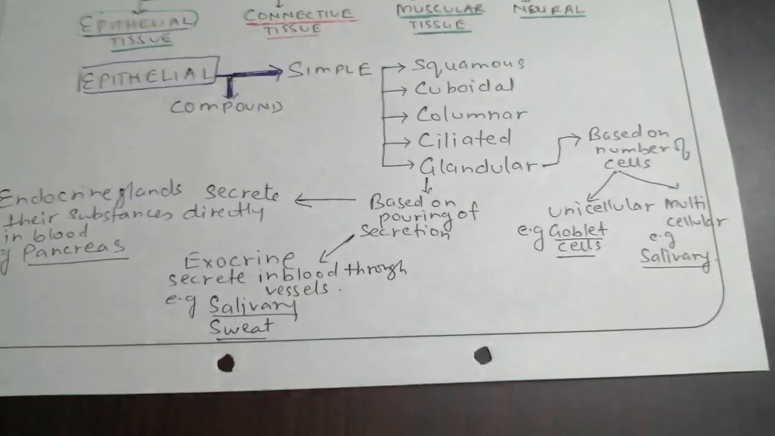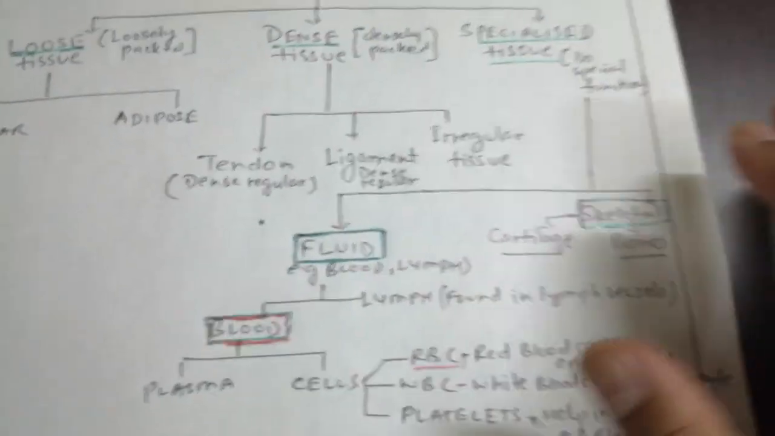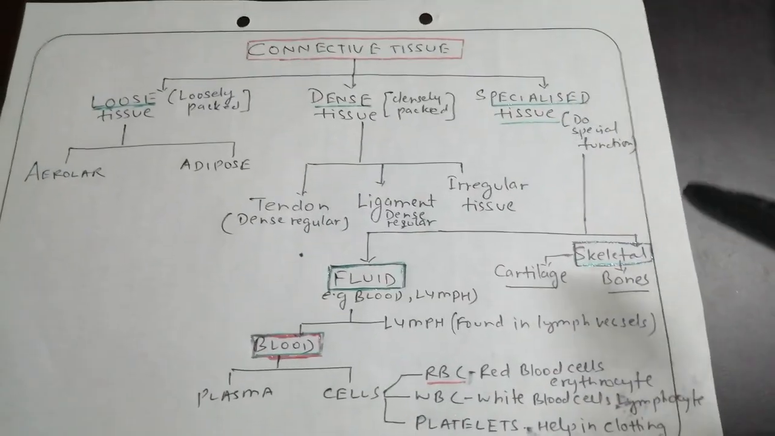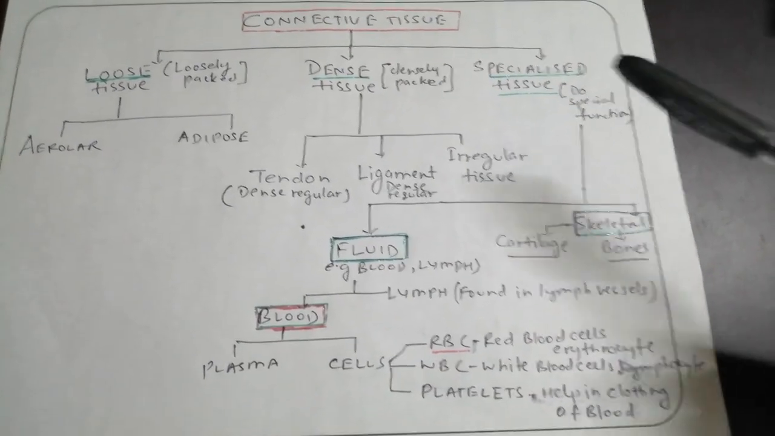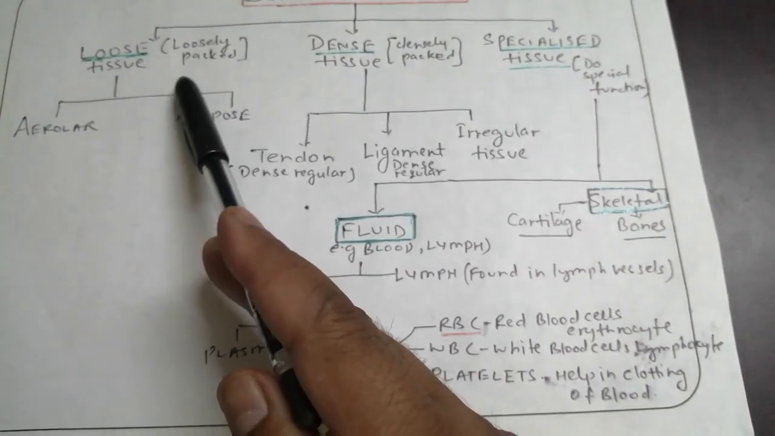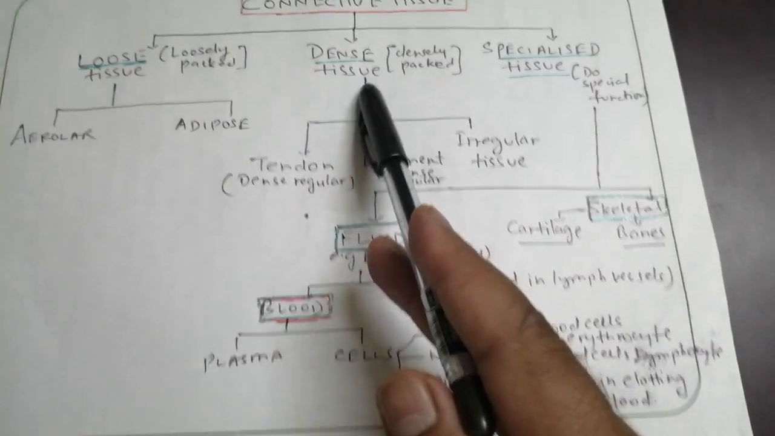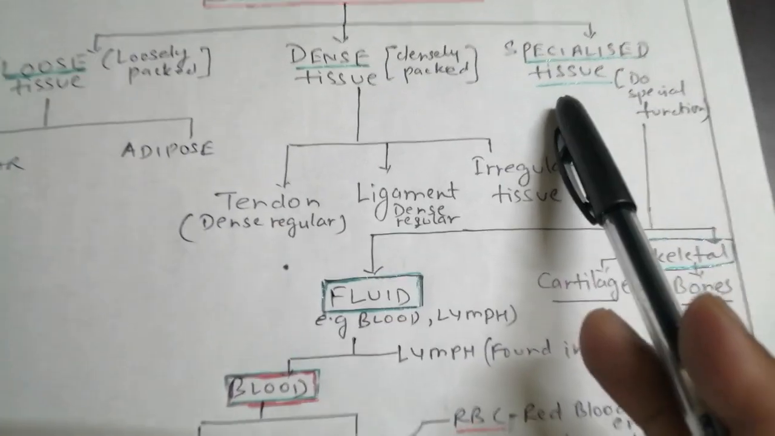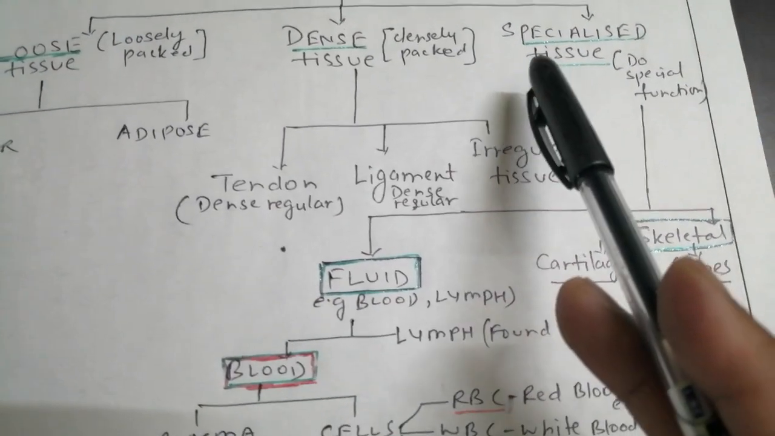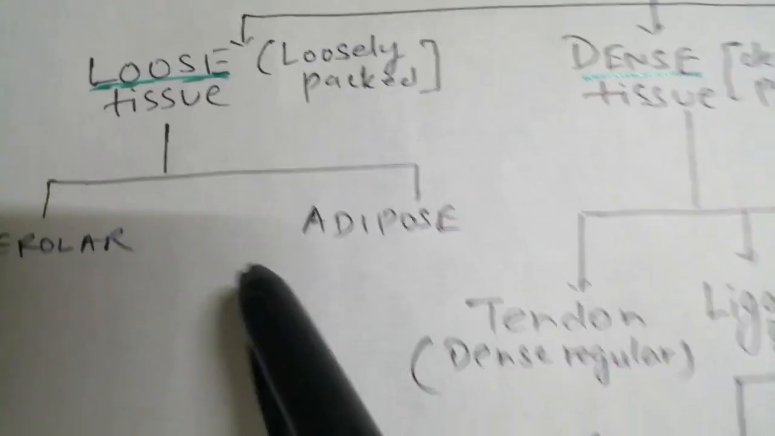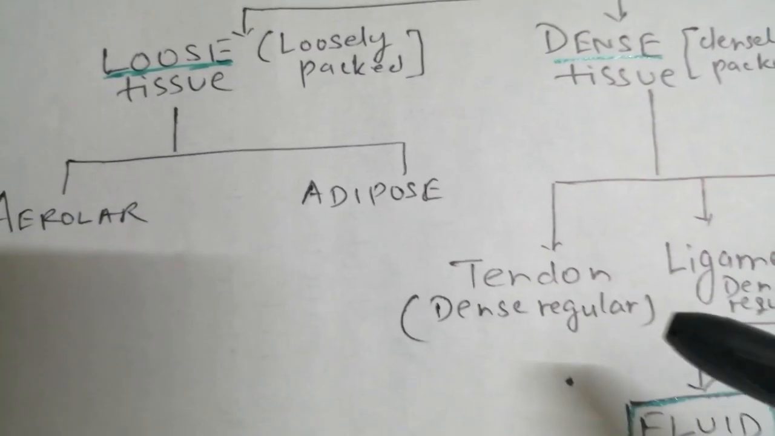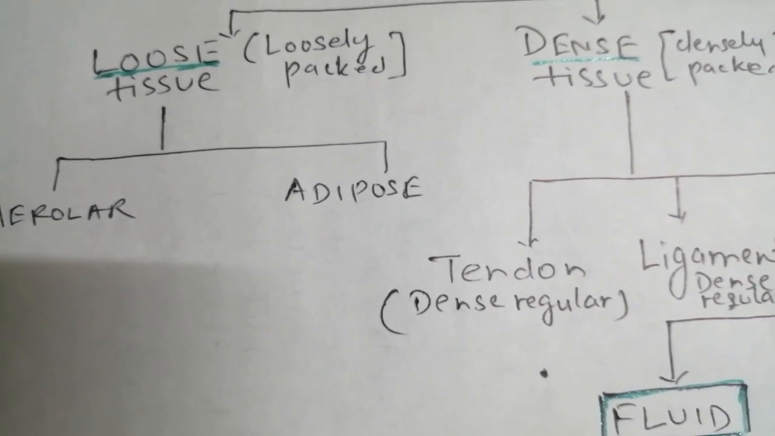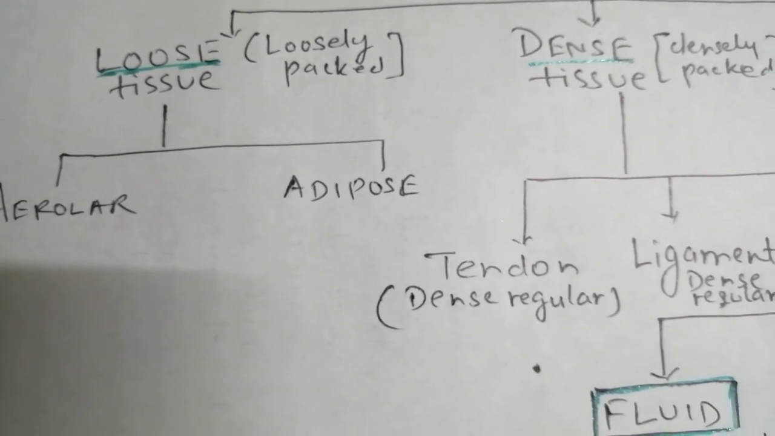Now I am going to tell you about the connective tissue. Let us now come to the connective tissue slide. Connective tissue, as I told you, connects the various parts of the body. Connective tissue has been divided into loose connective tissue, dense connective tissue, and specialized connective tissue. The loose connective tissue has been divided into areolar tissue and adipose tissue. We'll learn more about it during the main study.